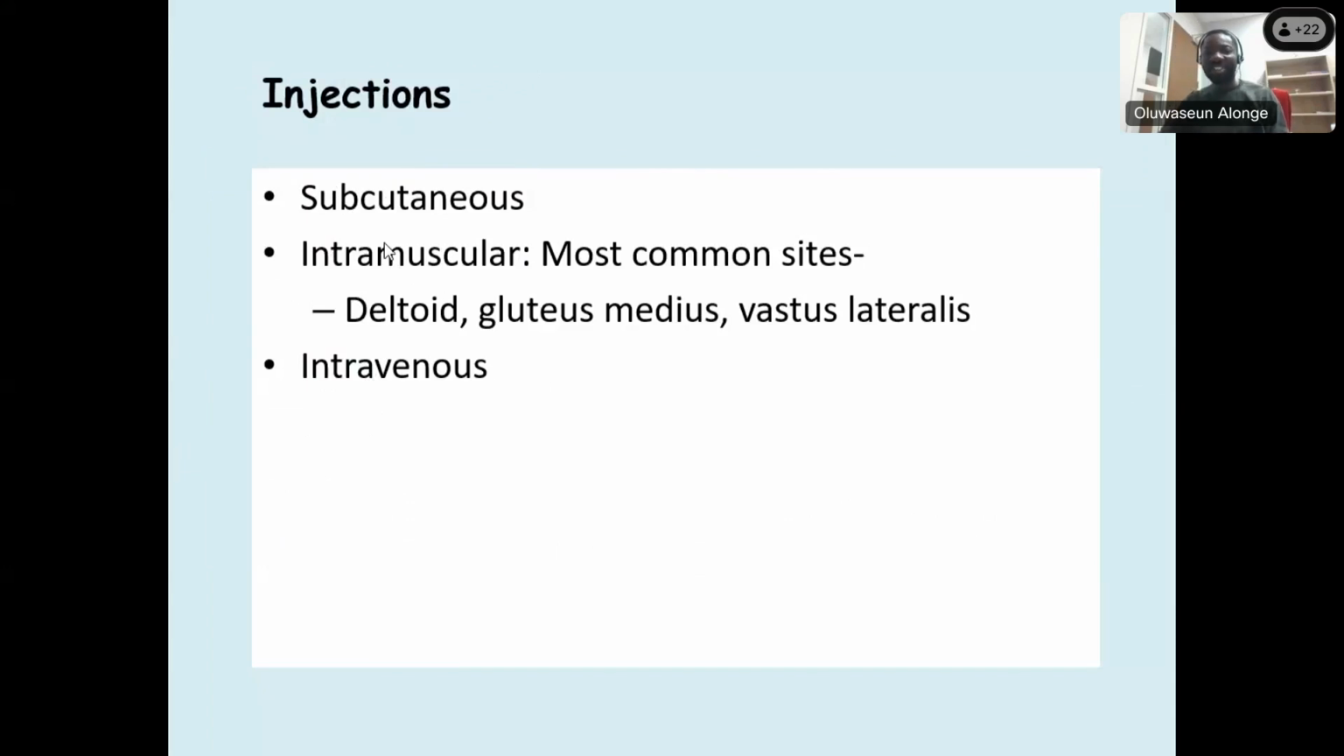Subcutaneous, intramuscular. Injections are usually done. I talked about this when I talked about skin. Subcutaneous is a good way of administering injection. Intramuscular is the most common site that is used: the deltoid, gluteus medius, and vastus lateralis, then intravenous as well.